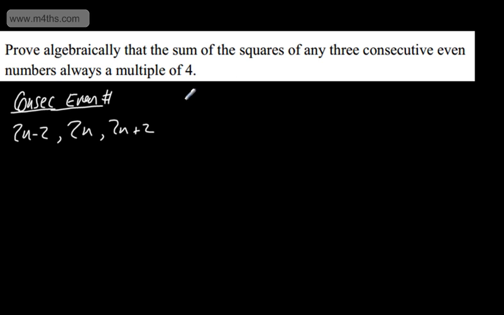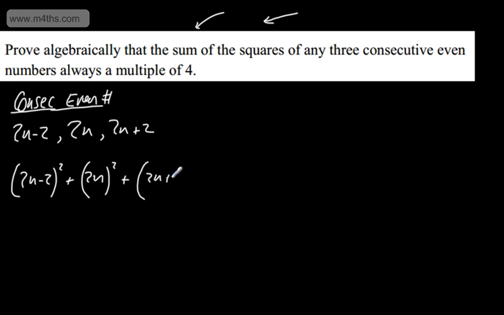So what we're going to do now is sum the squares. So I'll find the squares, I'll sum them, and then we'll show it's a multiple of 4. So what we're going to have then is 2n minus 2 squared. We're going to have plus 2n, which we need to square, and we're going to add to that now 2n plus 2, which we need to square. Now with this one, what you could have done is 2n plus 2 and 2n plus 4. I think this is going to work out slightly nicer.